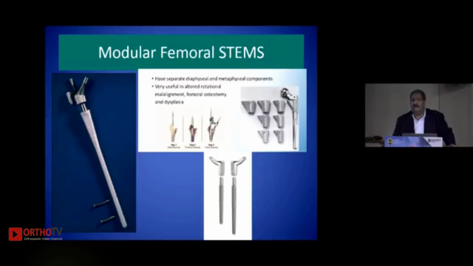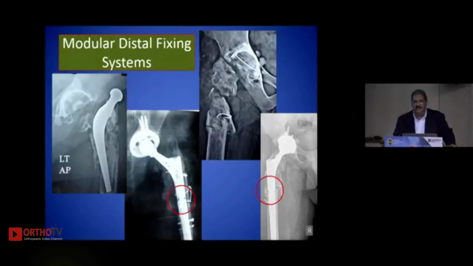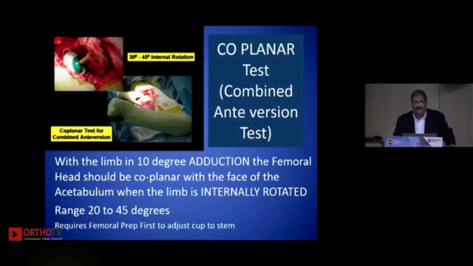The newer modular femoral stems are now more popular, and they also give us the option of increasing or decreasing the version depending on the bony morphology and anatomy. So these systems are useful in complex revisions or complex primary cases. The coplanar test is what is now accepted as the gold standard, and a combined anteversion of both the femur and the acetabulum is the goal, and this is achieved when the limb is adducted and internally rotated to get the face of the acetabulum coplanar with the femoral head.